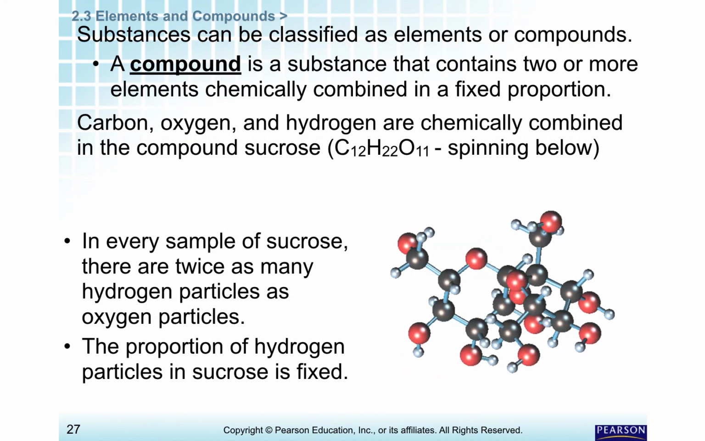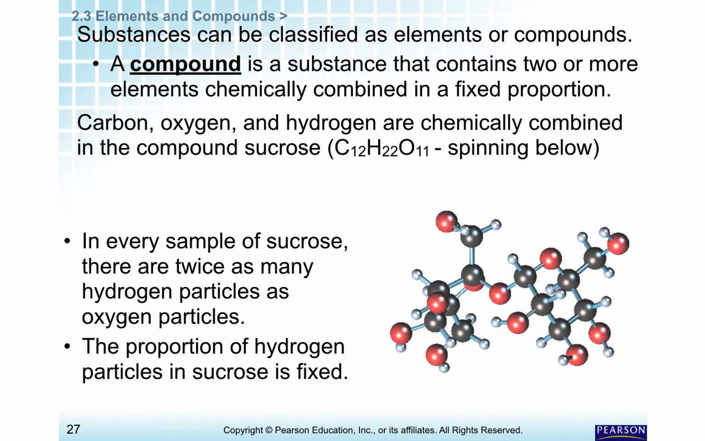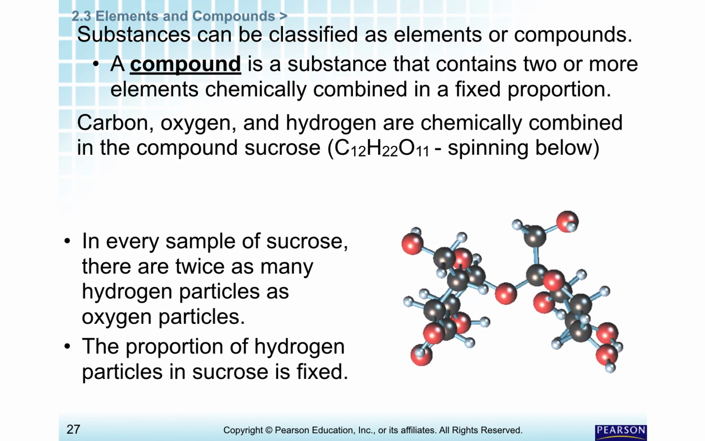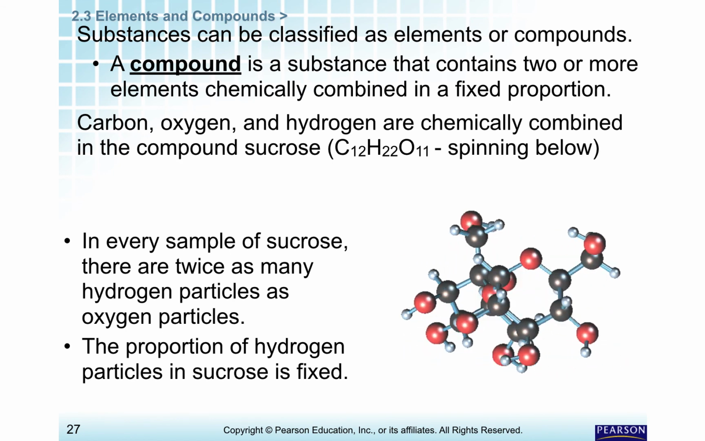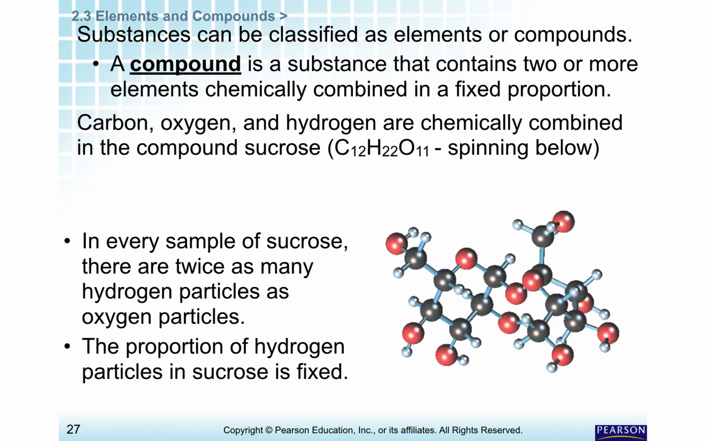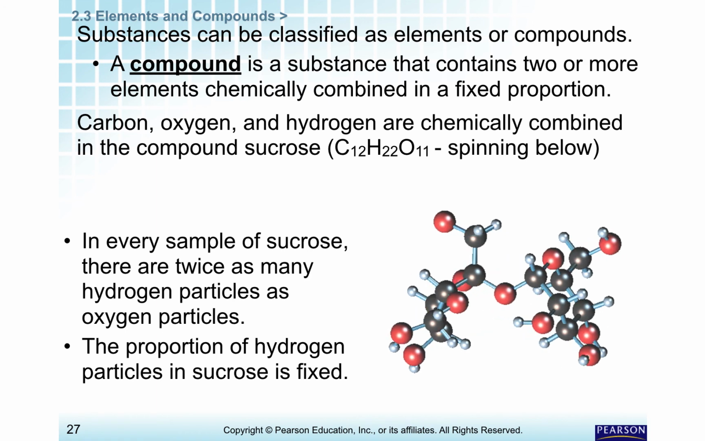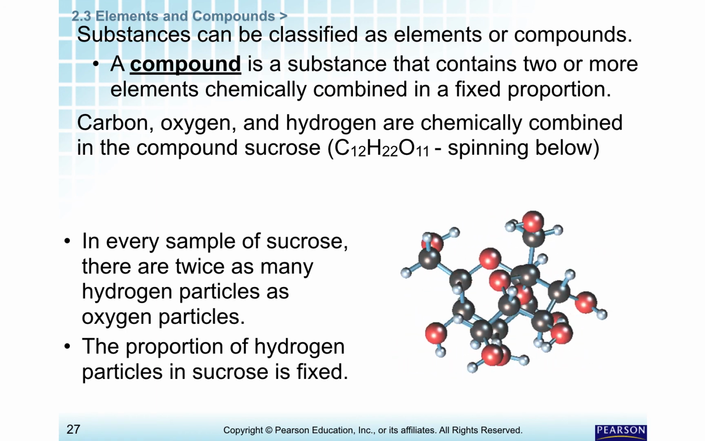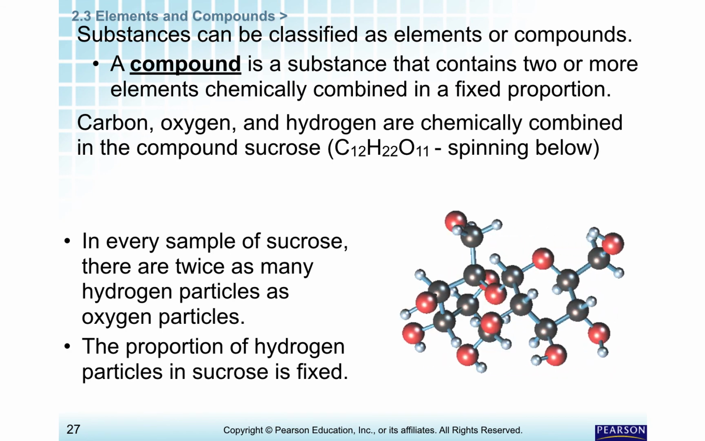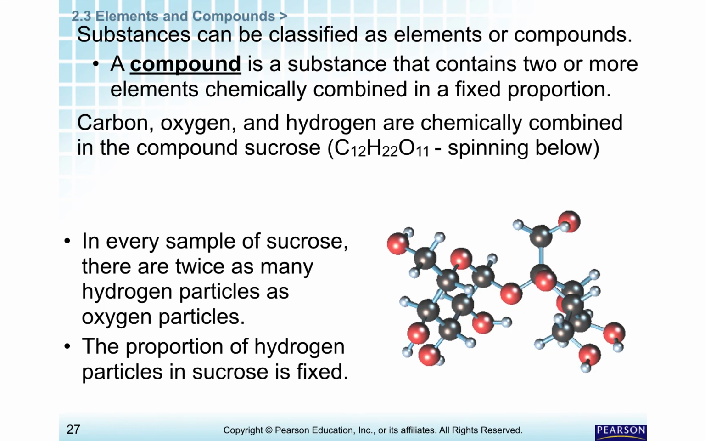Substances can be classified as a compound, and that is a substance that contains two or more elements chemically combined in a fixed proportion. Carbon, oxygen, and hydrogen are chemically combined in the compound sucrose, C12H22O11. The molecule's model you see spinning here on the right side. In every sample of sucrose, there are twice as many hydrogen particles as oxygen particles. The proportion of hydrogen particles in sucrose is fixed, stays the same.